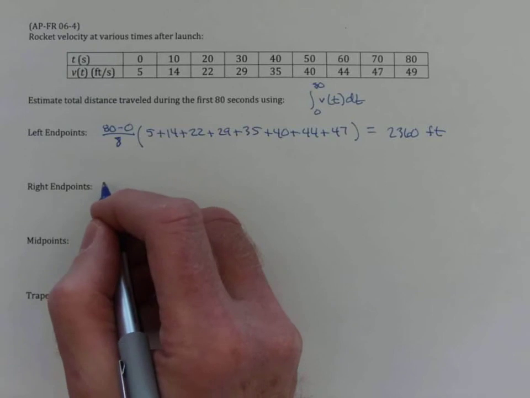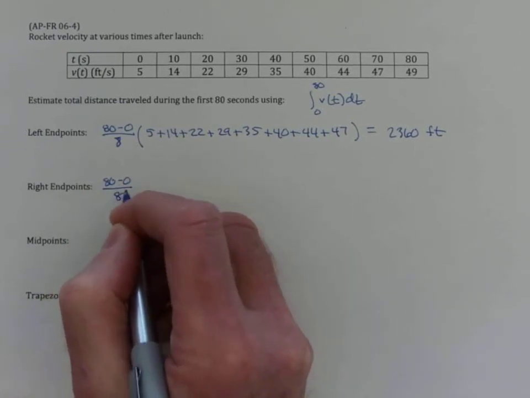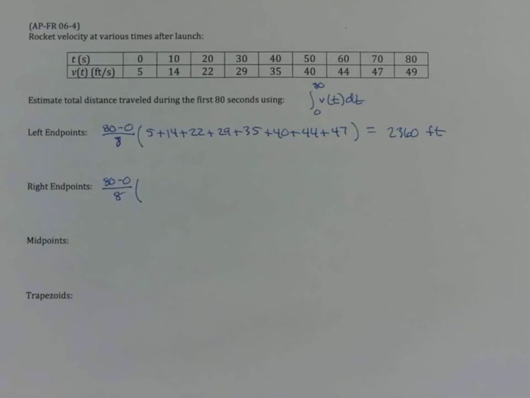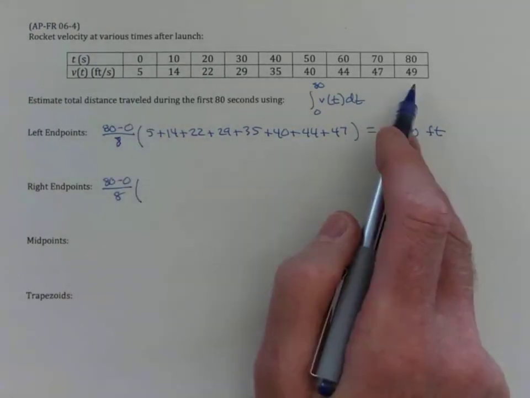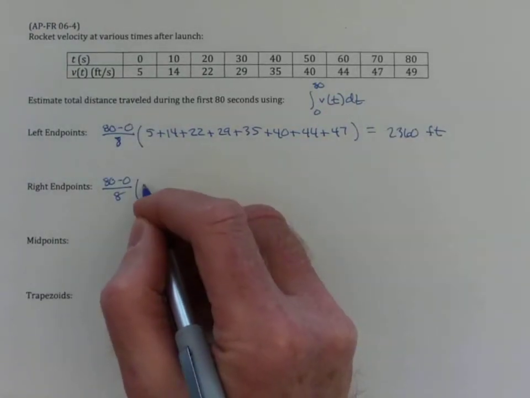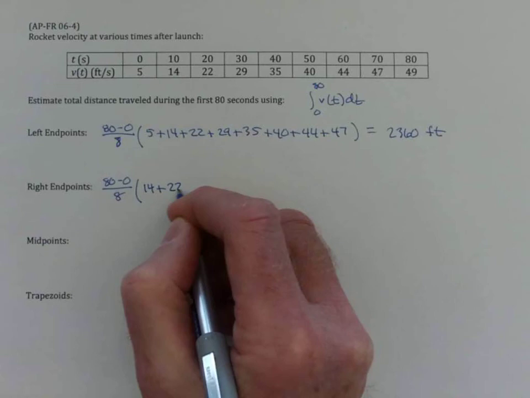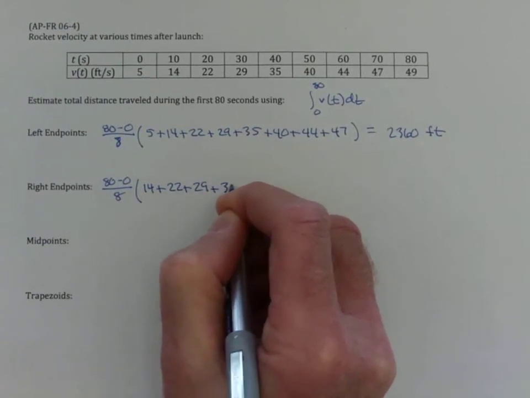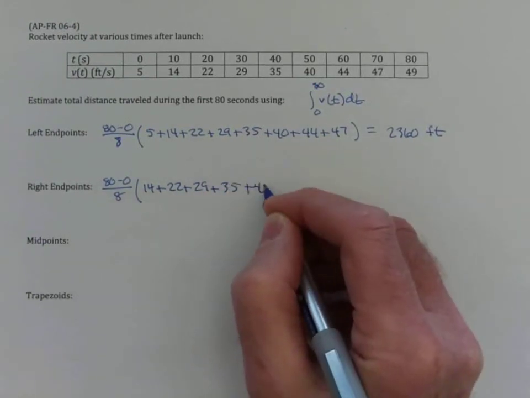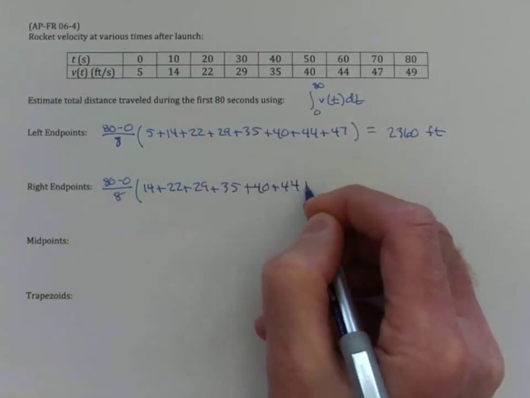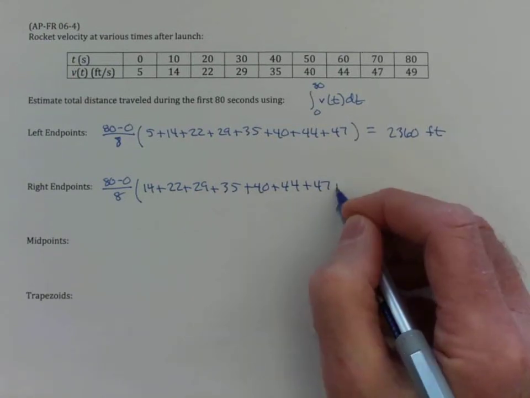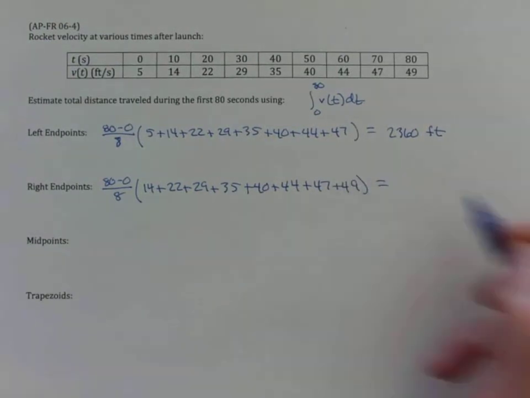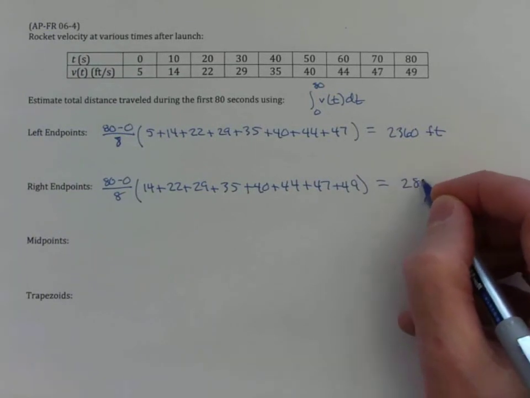Right endpoint estimate, (B minus A) over N, 80 minus 0 all over 8. Everything that's a right endpoint, so basically we just knock out the 5 and we include the 49. So we've got 14 plus 22 plus 29 plus 35 plus 40 plus 44 plus 47 plus 49. And that should be a greater value, and in fact it is. It's 2,800 feet.